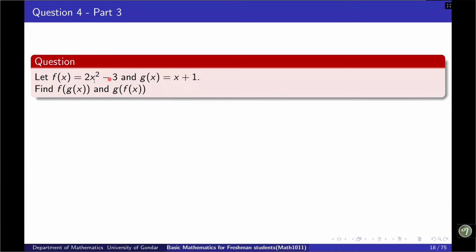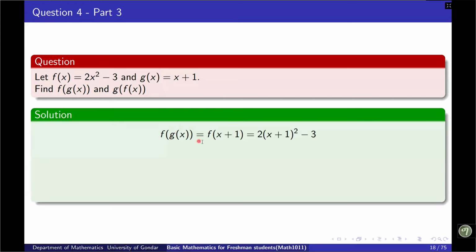Next, we are given the same functions f of x and g of x. We are asked to find the composition of f composite of g and g composite of f. First, f composite of g of x is, by definition, f of g of x, so it is f of, but g of x here is x plus 1. So we have f of x plus 1. When we give a certain input for f, the output will be twice the square of the input minus 3. Therefore, the output for x plus 1 under f is twice x plus 1 the whole squared minus 3.